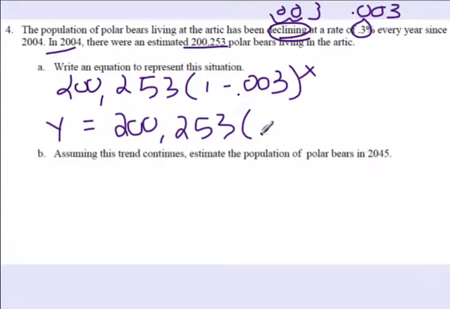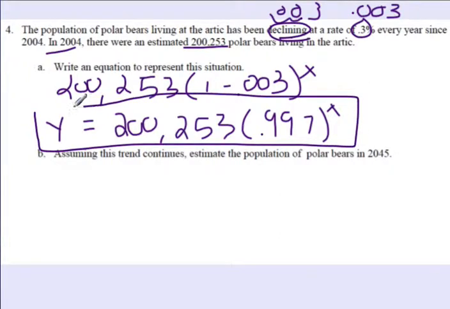1 minus 0.003 is 0.997, and that's going to be raised to the x power. So this right here represents the equation that would represent this situation. So now we need to figure out how many polar bears there's going to be in 2045. So I need to take 2045 and subtract 2004. And when I do that, I get 41 years. So we're looking at 41 years later.